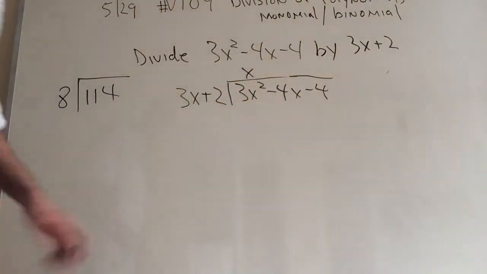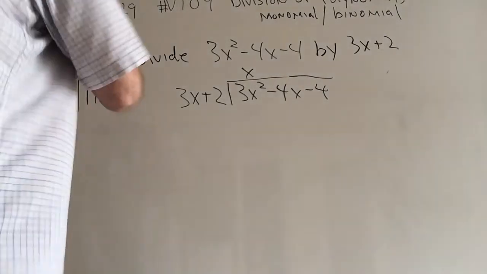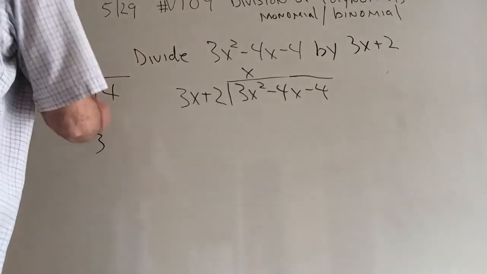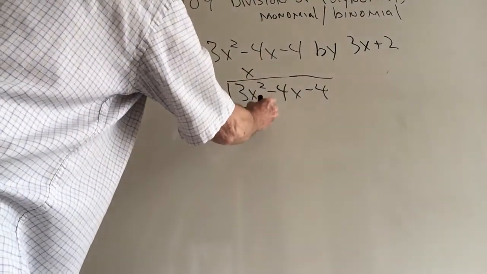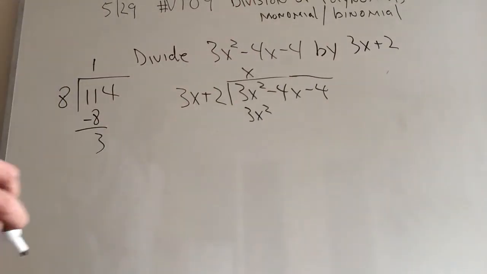x times. Now, a lot of kids raise their eyebrows and say, well, how'd you do that? Well, I'm just doing what I did over here. 1 times 8 is 8, and there we go. So here I do the same thing. x times 3x is 3x squared. And then I'm going to subtract that and get 0, because that must happen.